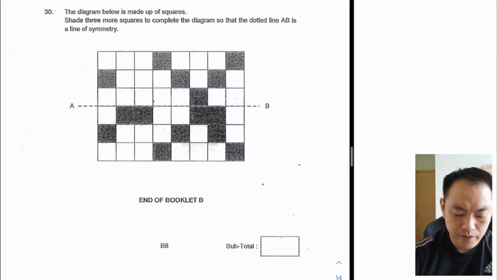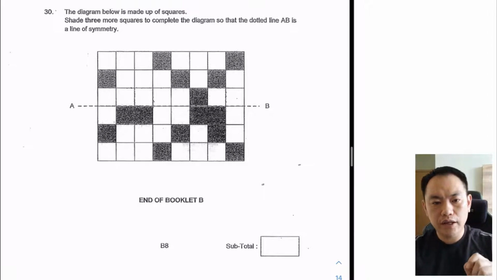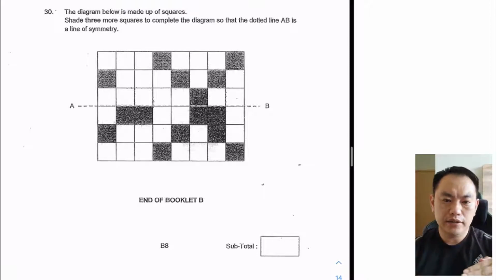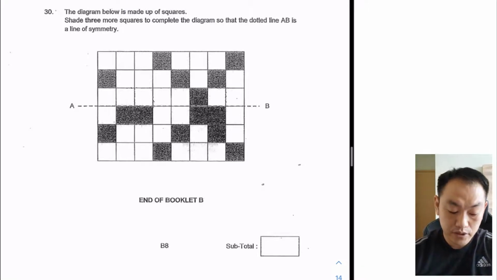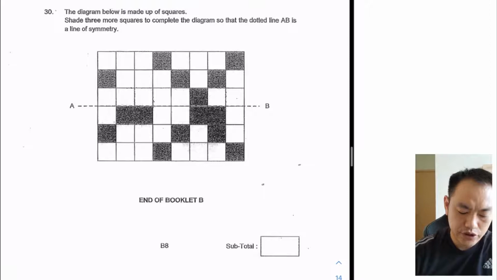Question 30. The diagram below is made up of squares. Shade 3 more squares to complete the diagram, so that the dotted line AB is the line of symmetry. The definition of line of symmetry means that on the different sides of the line, the pictures look identical. Okay, so let's go and check one by one.